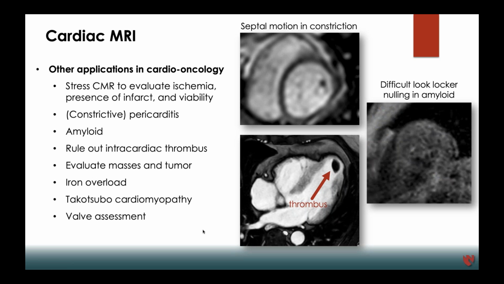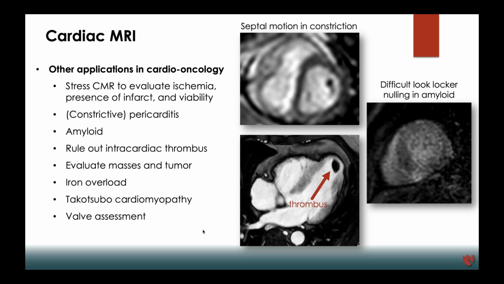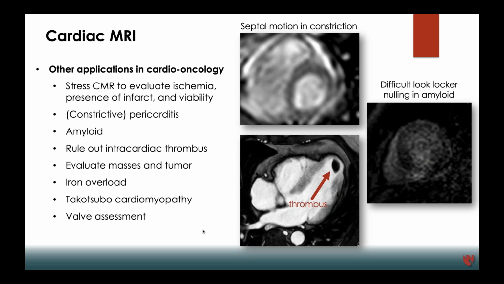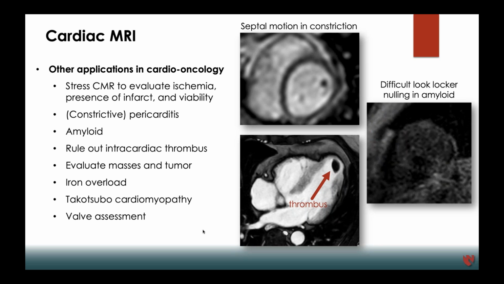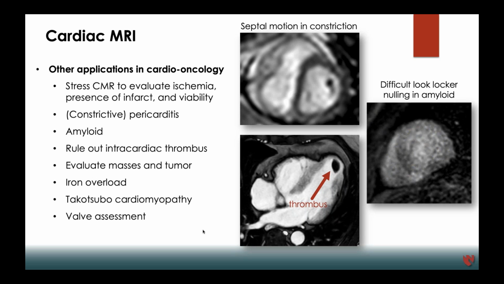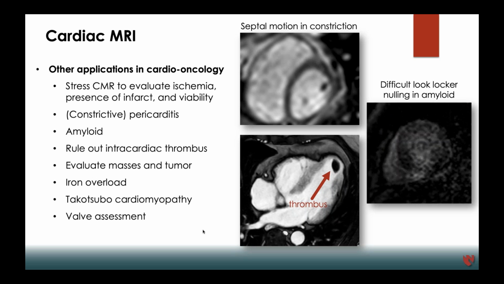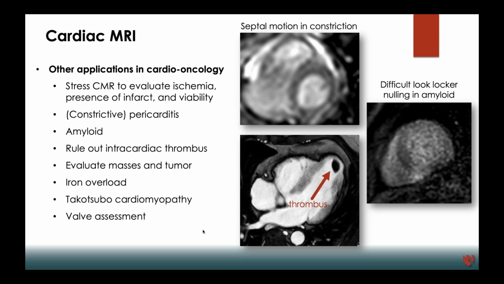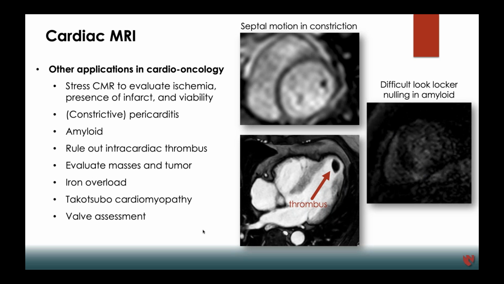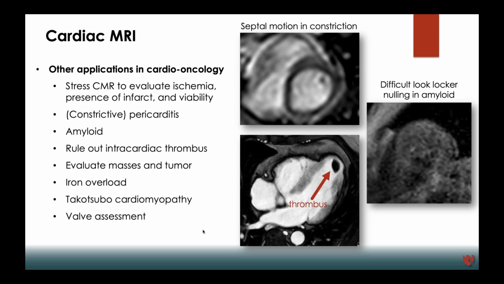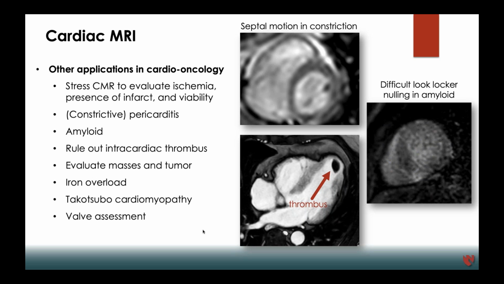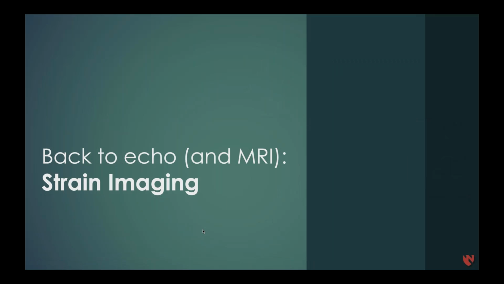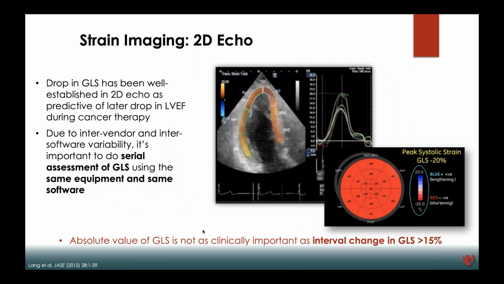We can use it to evaluate cardiac masses and tumors. We weren't able to talk about that today. Iron overload is also important in our patients receiving lots of blood transfusions, and we use the T2 star sequence to evaluate that. Also, we can use it to evaluate for Takotsubo cardiomyopathy in our critically ill oncology patients, and assess our valve patients. We already talked about strain, so I'm not going to dive too much into that.